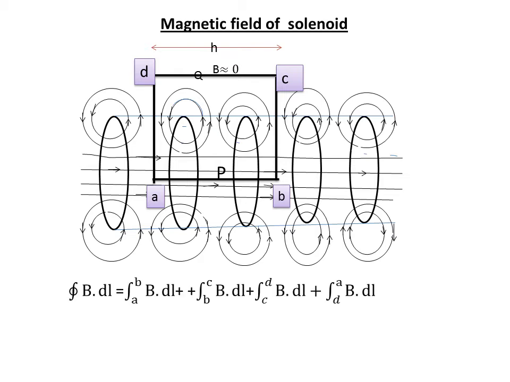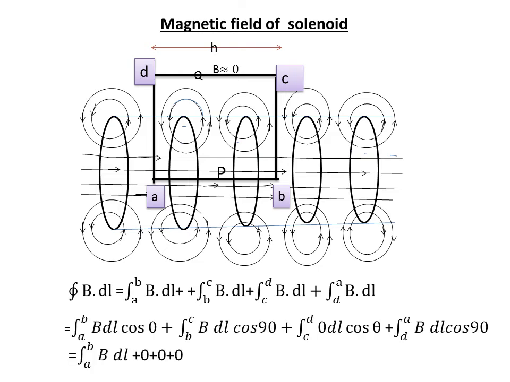Now, integral B dot dl over the whole loop, we are going to divide it into 4. B dot dl from A to B, B dot dl from B to C, B dot dl from C to D, and B dot dl from D to A. Now, B dot dl is B dl cos theta. So, for AB we can write integral A to B, B dl cos theta. Here we can see that the direction of magnetic field and AB are in the same direction. So, instead of theta we can write 0.